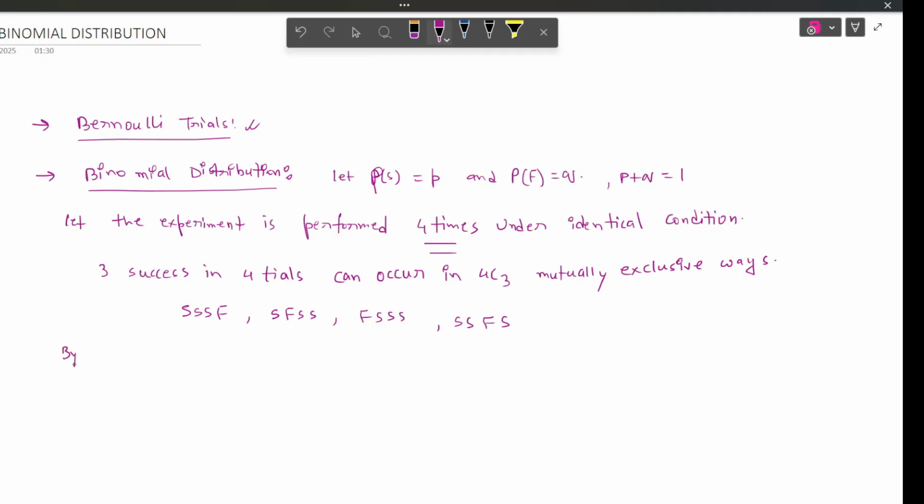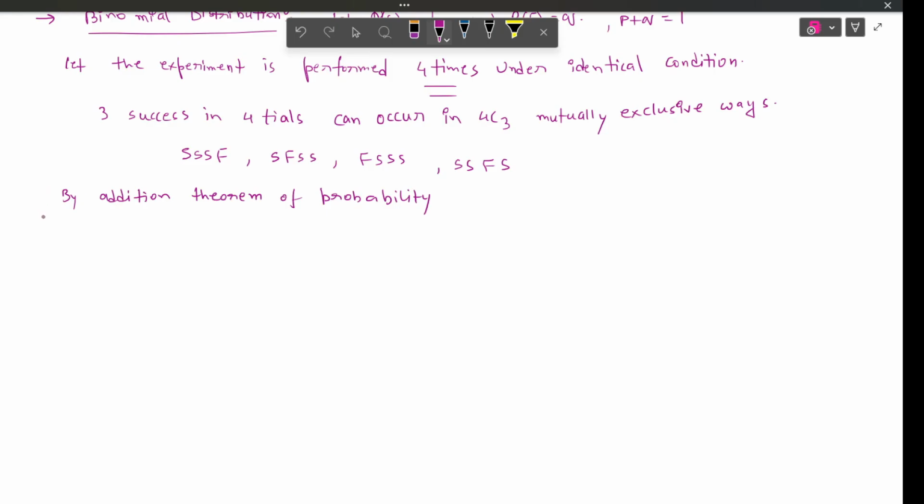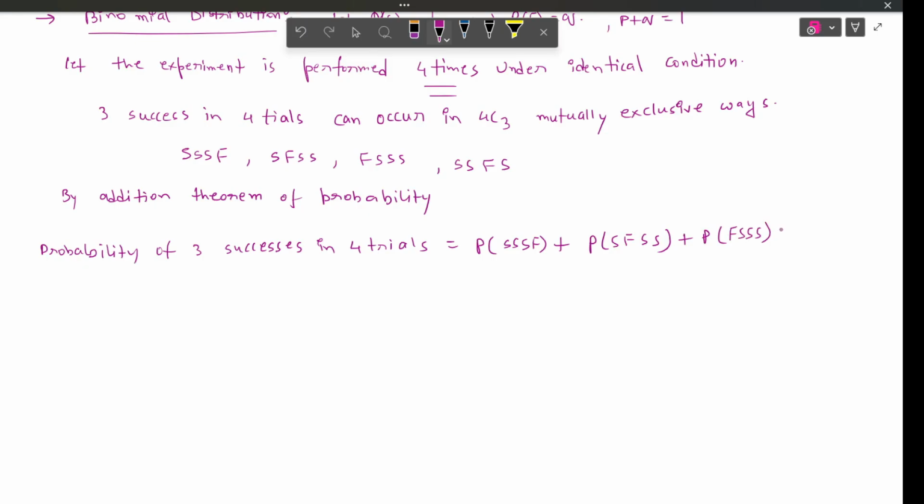So by addition theorem of probability, we can have probability of 3 successes in 4 trials, that is probability of SSSF plus probability of SFSS plus probability of FSSS plus probability of SSFS.